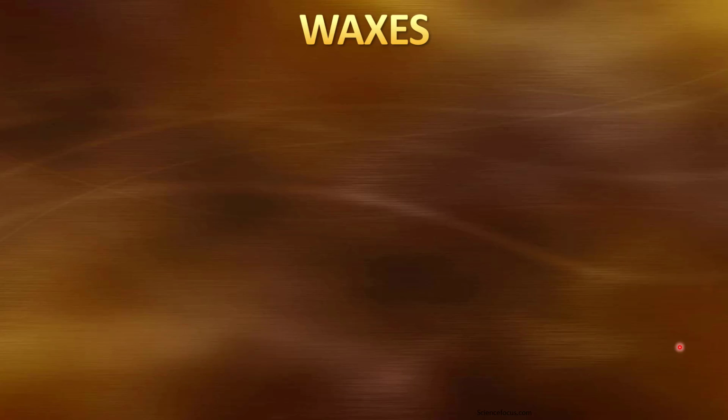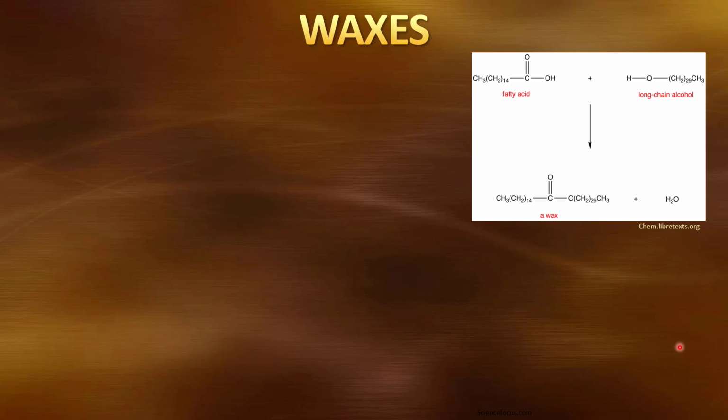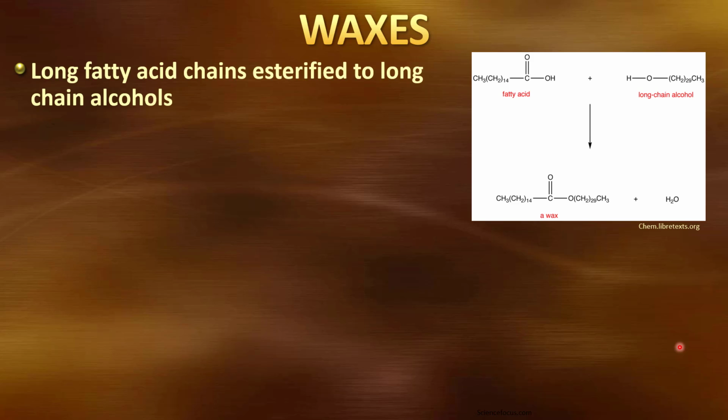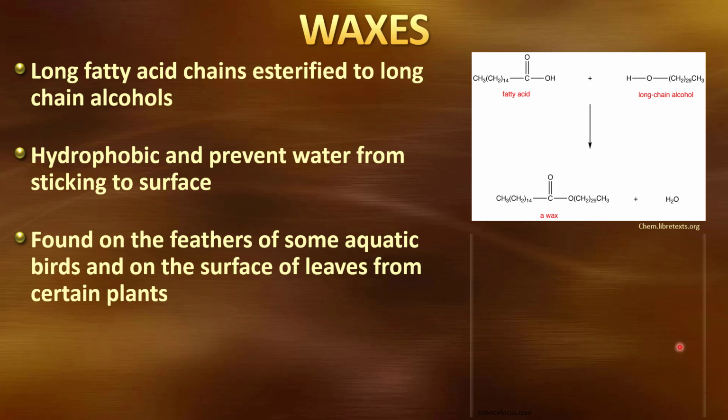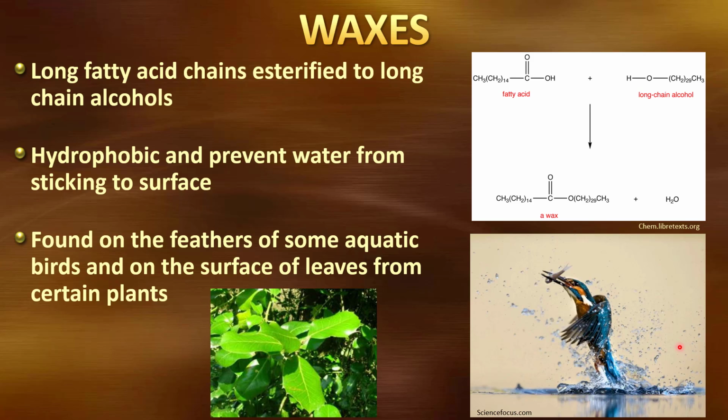Let's take a look at waxes. We see here the formation of a wax. We take an alcohol and add it to a fatty acid to create a wax. This process is called esterification, when we take these long alcohols and add it to the fatty acid. They are also hydrophobic, lots of hydrogen-carbon bonds, which are going to be hydrophobic. It prevents water from sticking to the surface where you have this waxy coating. We see this on the feathers of some aquatic birds and also on the surface of some leaves.